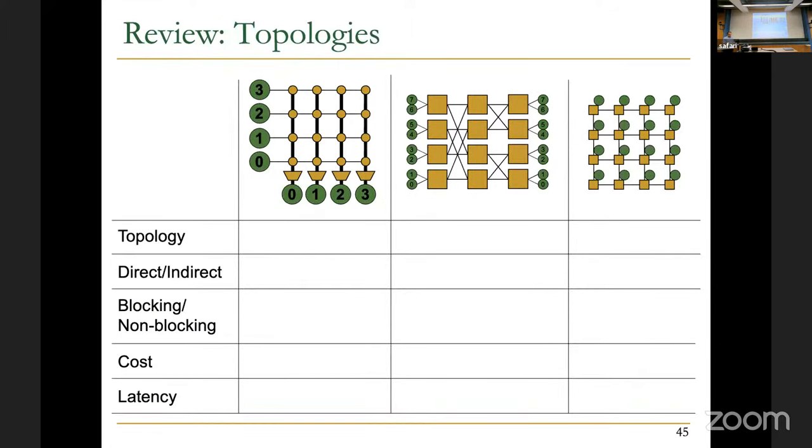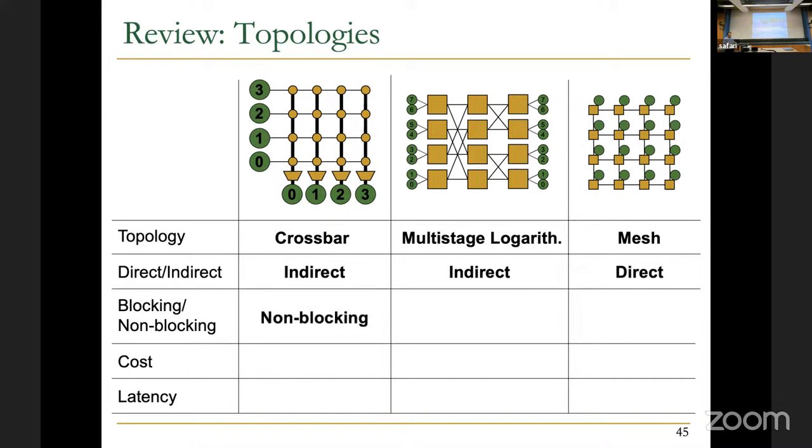Now let's quickly review the different topologies that we have seen so far. This is a crossbar topology. This is a multi-stage logarithmic topology. And this is, for example, a mesh topology. We know that crossbar is indirect, multi-stage network is also indirect, and mesh is direct. Crossbar is non-blocking, multi-stage network is blocking, and mesh is also blocking. Cost: for crossbar this is O(n squared). In a multi-stage network, the number of switches is O(n log n). And in mesh, the number of switches is O(n).